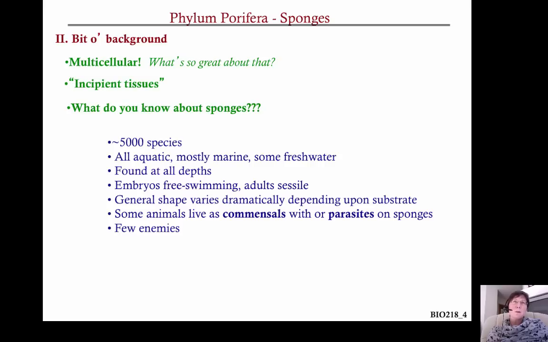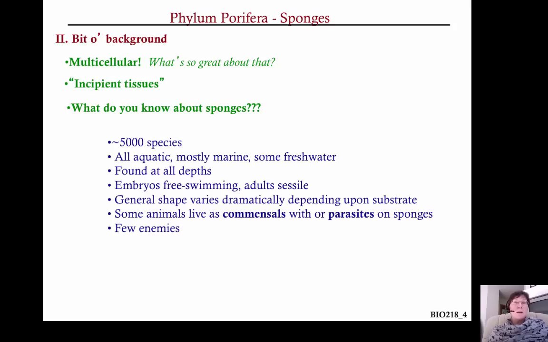We generally think of sponges as being sessile, and they are sessile. They're usually sitting at the bottom of the ocean floor or the freshwater floor. But those are usually the adults. The embryos have a tendency to be free swimming, and you can find them moving about in the water column. As you saw from those pictures, their general shape depends on the substrate that they're living on and the vagaries of the water currents where they're living.